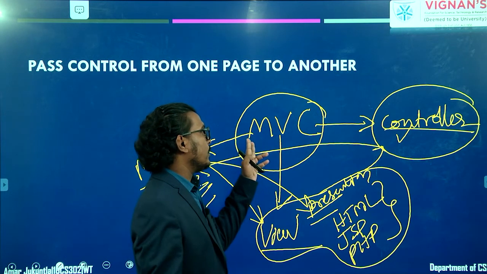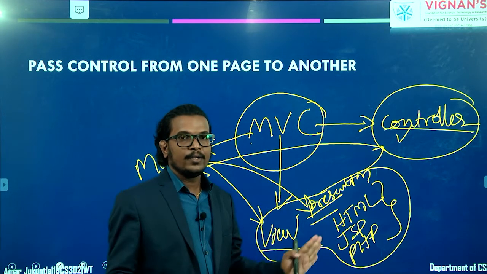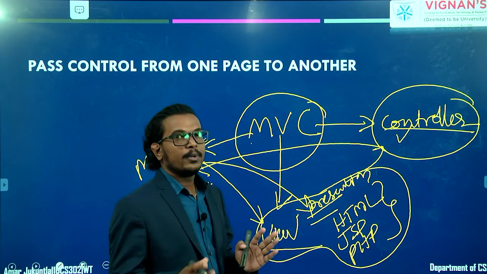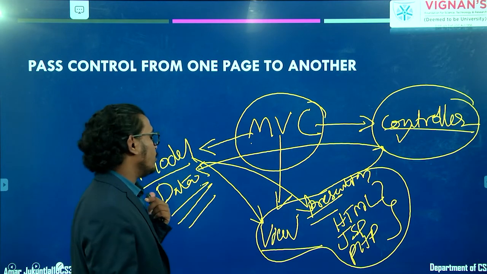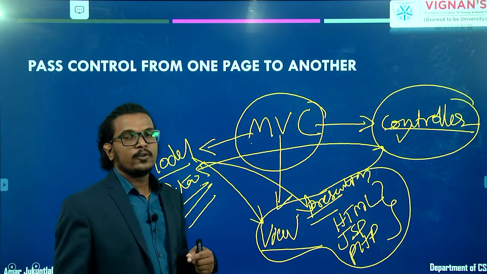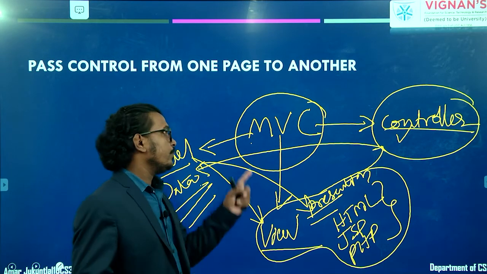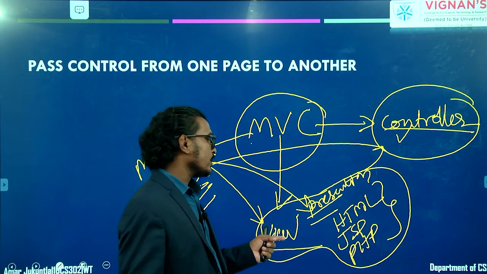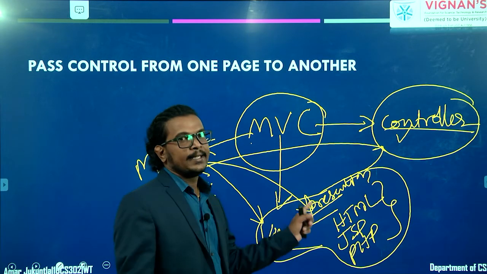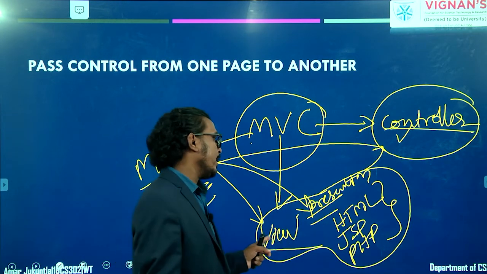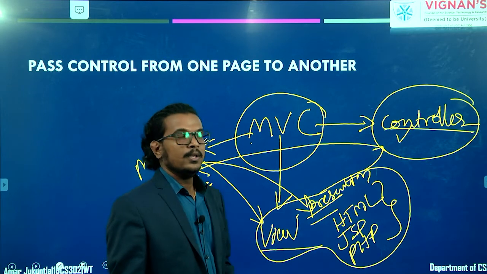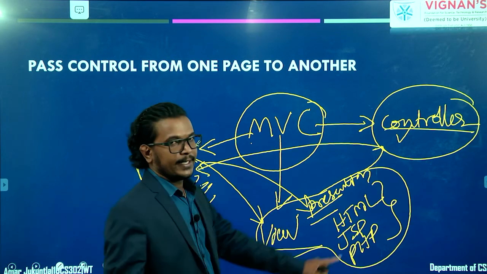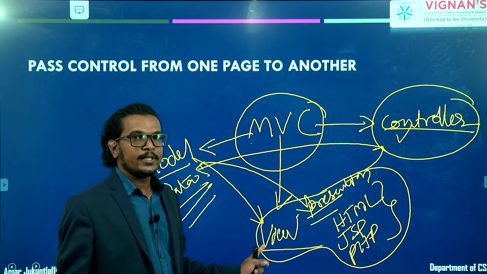The model contains the data-related information; we use the model for storing purposes. The controller is used for controlling the data between the view and the model. And the view is used for presenting the data in a browser. Clear? So that is about the MVC architecture.